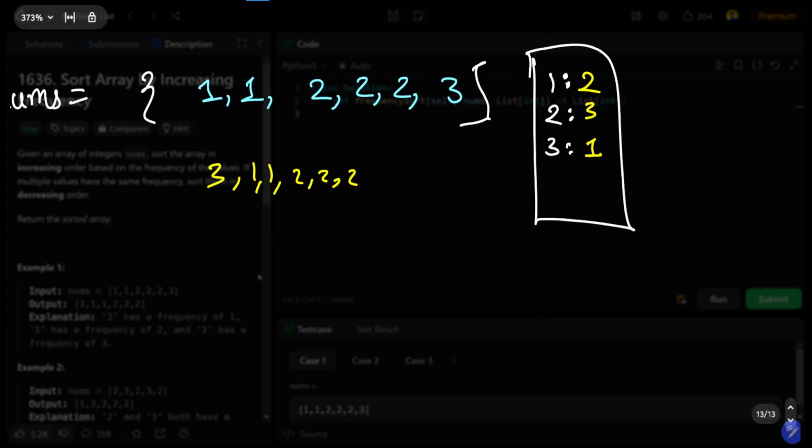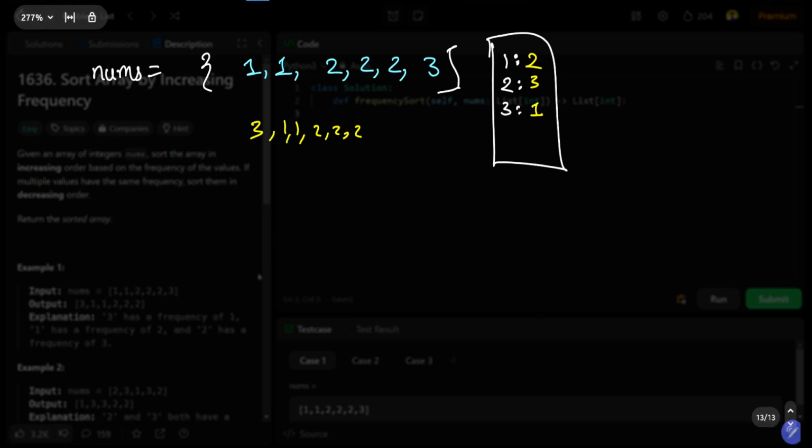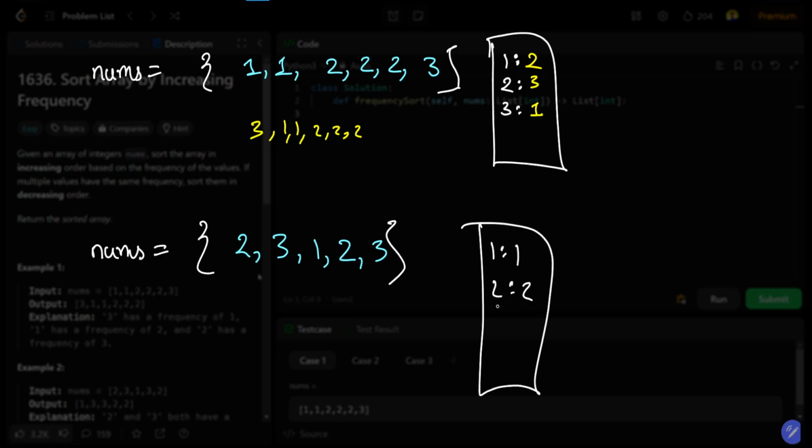Now for the second case, what if the frequency is common? Let's take this example. I have that nums array, with the elements 3, 2, 1, 2 and 3. Now I will take the frequency of these numbers again. 1 is coming once, 2 is coming 2 times, 3 is also coming 2 times.